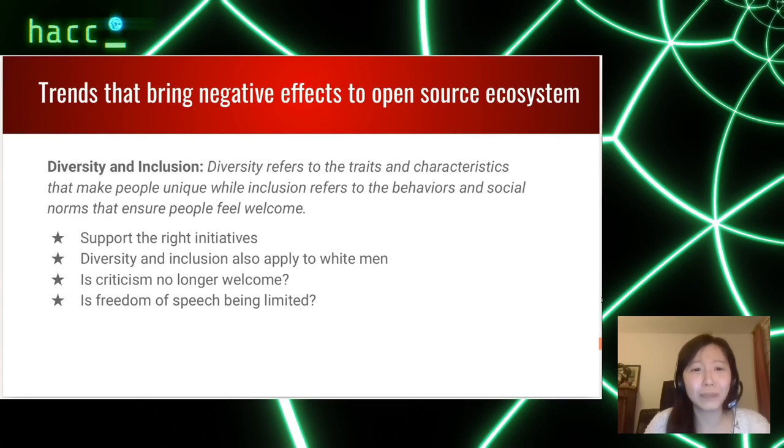This is something we should all be aware of and think about: support the right initiatives, and be more open, put yourself in other people's shoes. Not everyone has the same understanding, and when people state a fact, it doesn't mean they are trying to attack the other person.